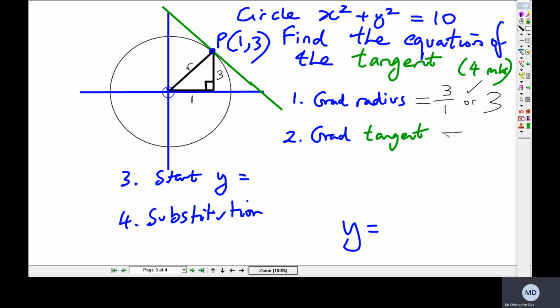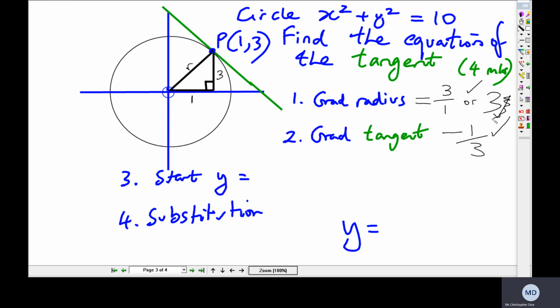Minus is the negative bit, and the reciprocal bit? Yes, good. Oops, 3 ticks. So, second tick for minus 1/3. You've got minus 1/3, you've got half marks, you've got 2 out of 4. Well done. What do you do next?